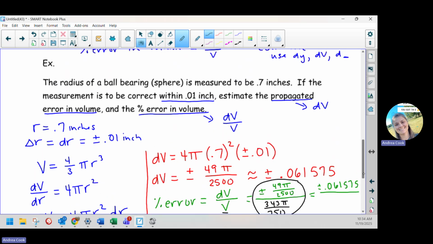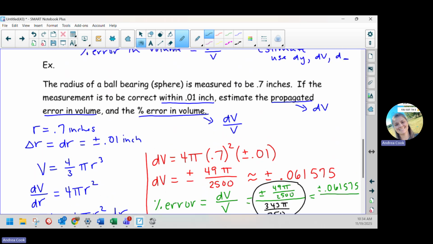But realize when you read these questions, just label the things, like label what they are. This 0.7 is r. This is delta r, which is dr. Propagated error in volume is dV. Percent error in volume is this. And sometimes you can figure out how to do the problem when you're stuck just by using formulas and using what you wrote down.